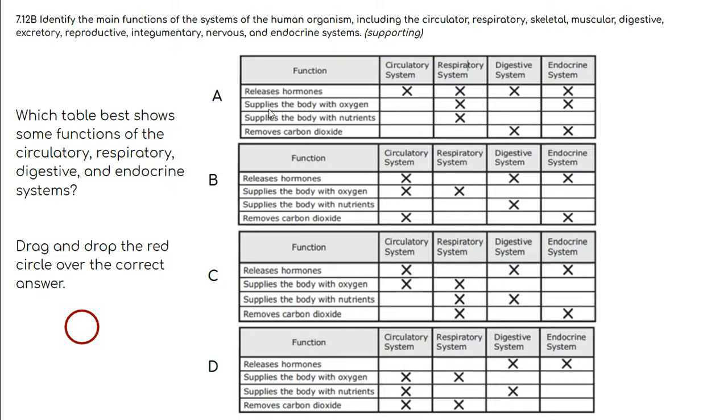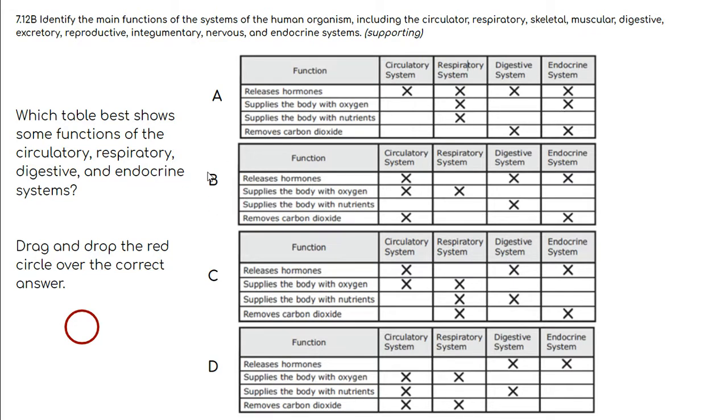We could go down to the next one just to double check. Supplies the body with oxygen. Now, yes, this would be your respiratory system, but also the circulatory system would be involved with the respiratory because respiratory means to respira, to breathe in and out. So we breathe in oxygen, exhale carbon dioxide. Your circulatory system carries blood, and blood carries oxygen, nutrients, wastes. So it would be these two systems working together, not the endocrine.